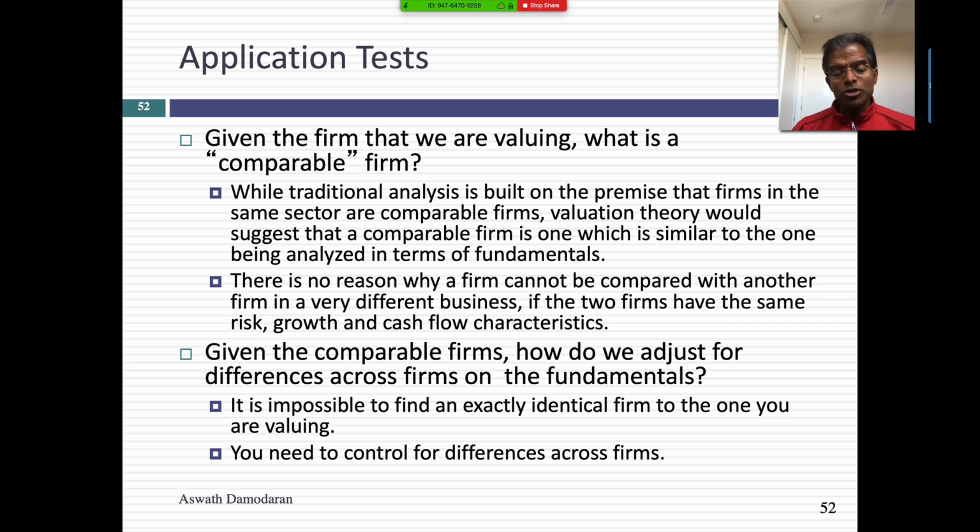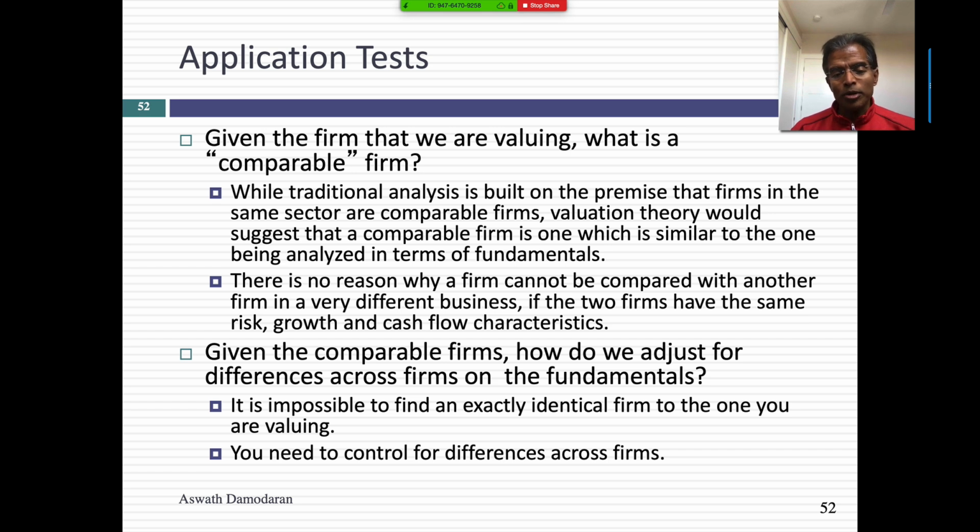I know in conventional practice, this is almost always defined as the sector you're in. So if you're a software company, you're compared to other software companies. If you're a steel company, you're compared to other steel companies. I understand the drive for doing this, but it's not really what you need to be doing, because in valuation, a comparable company is one with similar cash flows, similar growth, and similar risk. Nowhere in there is there mention of what sector you're in.